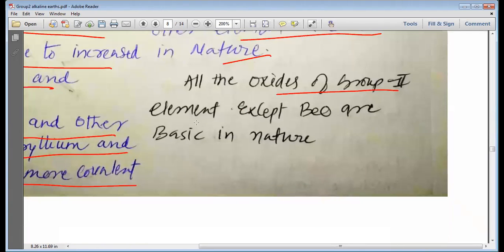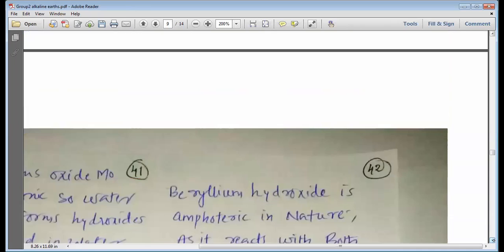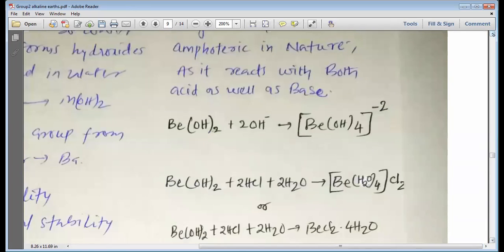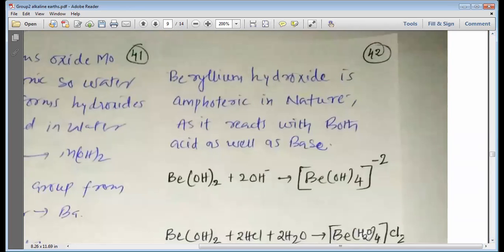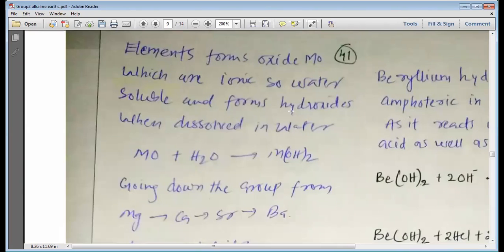All the oxides of group 2 elements except BeO are basic in nature. So except BeO, all the other oxides of the group 2 elements are basic in nature. Only BeO is amphoteric in nature. Be(OH)2, that is beryllium hydroxide, is also amphoteric in nature.